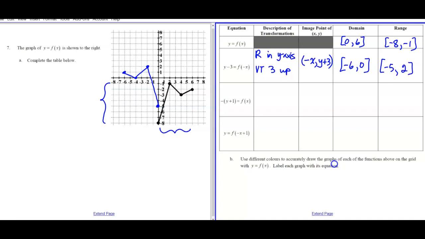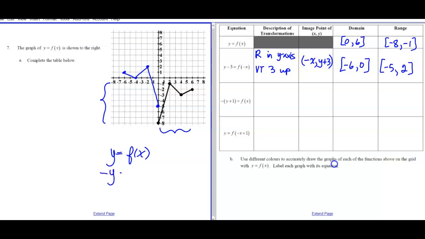Notice here, nothing's been done to x. This is important that there's brackets. So when this equation was built, I'll do it over here. We started with y equals f of x. The first thing you have to do is reflections first. So y was replaced with negative y, and then for the translation, 1 down, y was replaced with y plus 1. Okay, in order to get that.